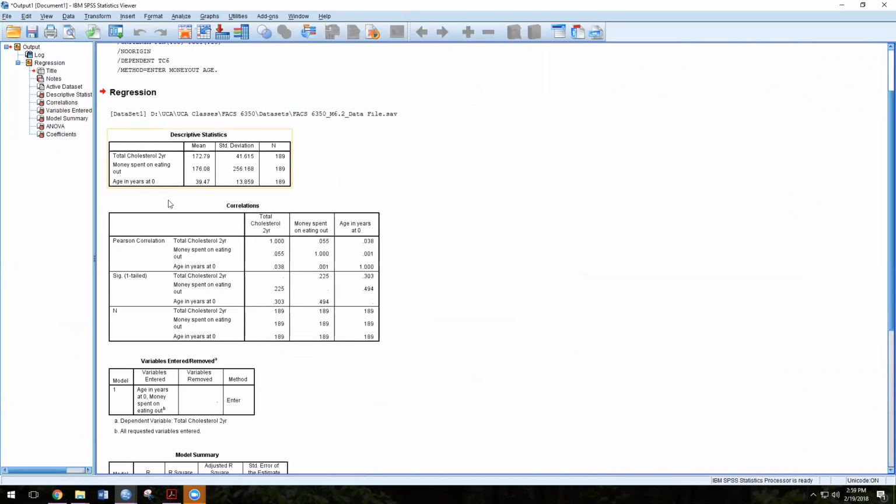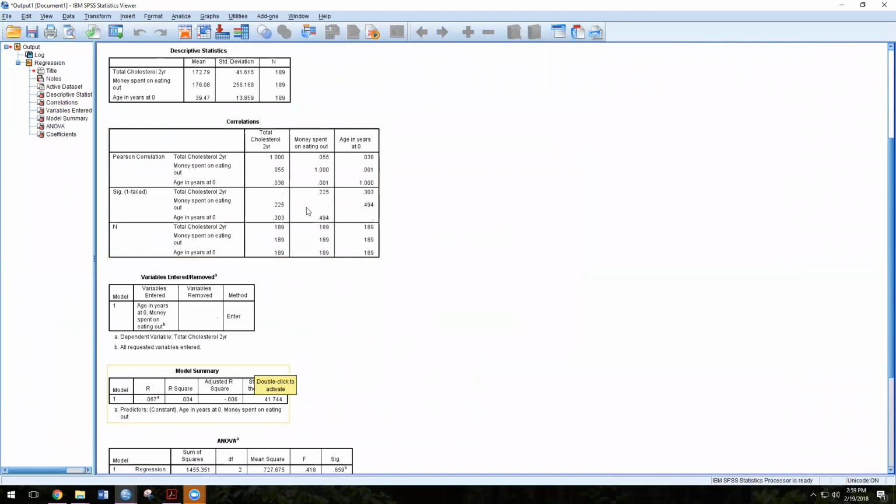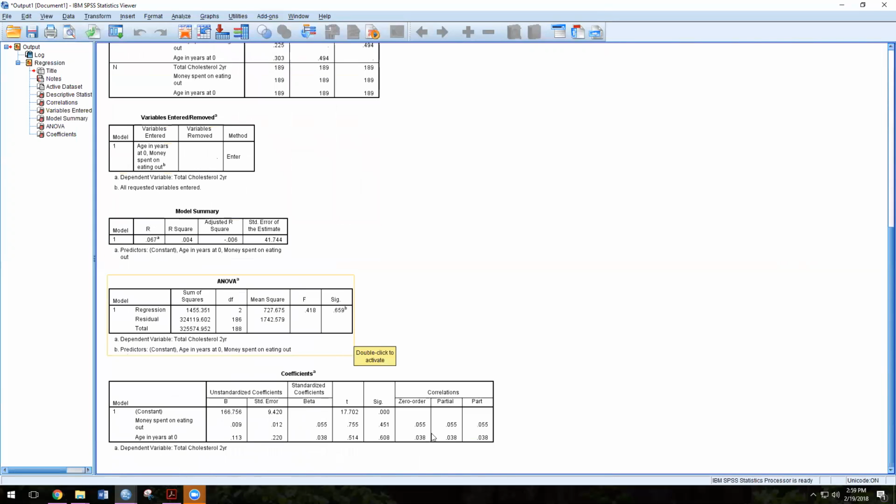I know that my means are here, and these are all continuous variables, so I'm good to go. And I see that I do not have relationships, correlations. So I would not expect my ANOVA to be significant if I don't have any relationships at all, and it's not. Now my age in years is significant, but my money spent on eating out is not there as part of my partial or part, semi-partial, correlation. If I look at my significance values over here and my coefficients, they're terrible, and that's why this ANOVA is also not significant.